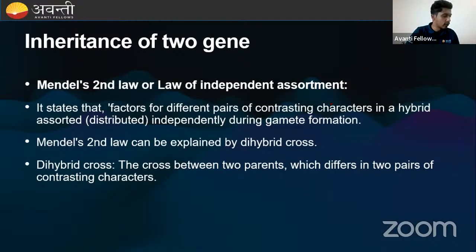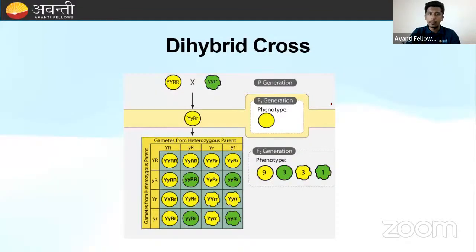Next one is inheritance of 2 genes. When it comes to inheritance of 2 genes, we are looking at 2 characters, or 2 different characteristics coming together. Here we establish a law called the law of independent assortment. Before we go to that, let us understand what is inheritance of 2 genes. For the dihybrid cross, Mendel took 2 characteristics together. Di means 2, hybrid means mixing of 2 characteristics, and he conducts a cross.